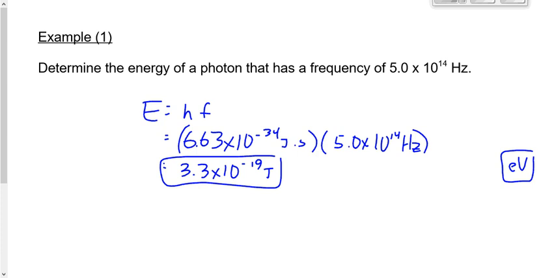Remember that? You've done that quite a few times now. You just say 1 eV is 1.6 times 10 to the minus 19 joules equals x eV over 3.3 times 10 to the negative 19 joules. So either method there would work. I'm just going to leave it as 3.3 times 10 to the minus 19 joules because it didn't specify here. But if it specified joules or electron volts, then you'd have to watch for that.